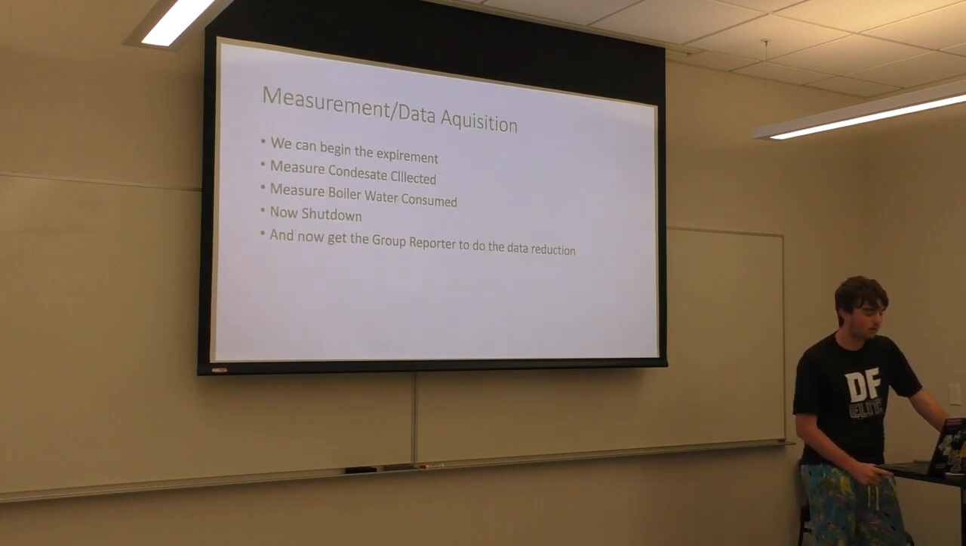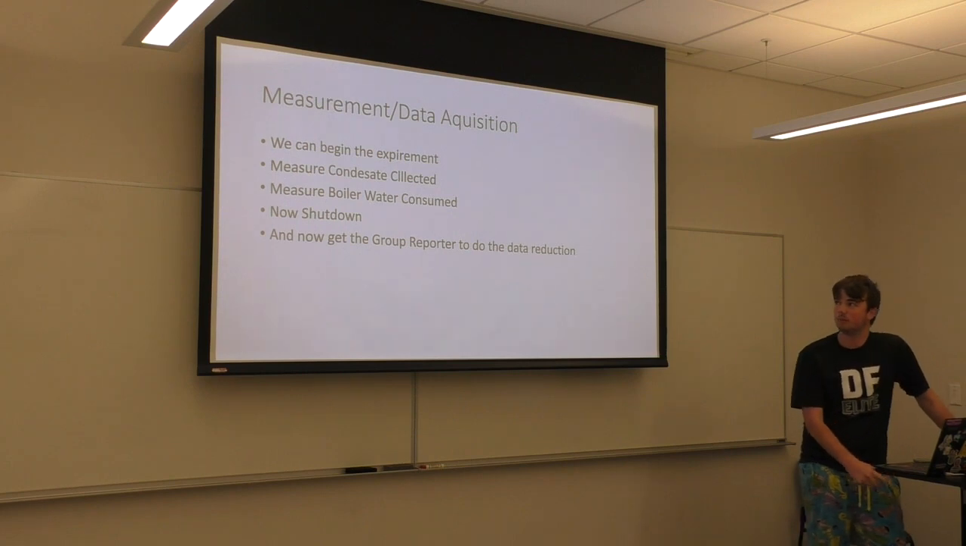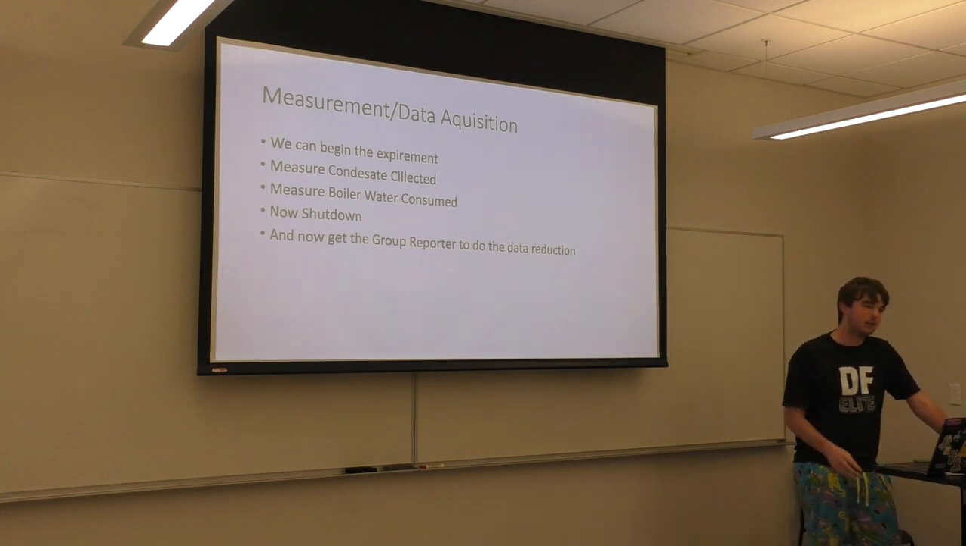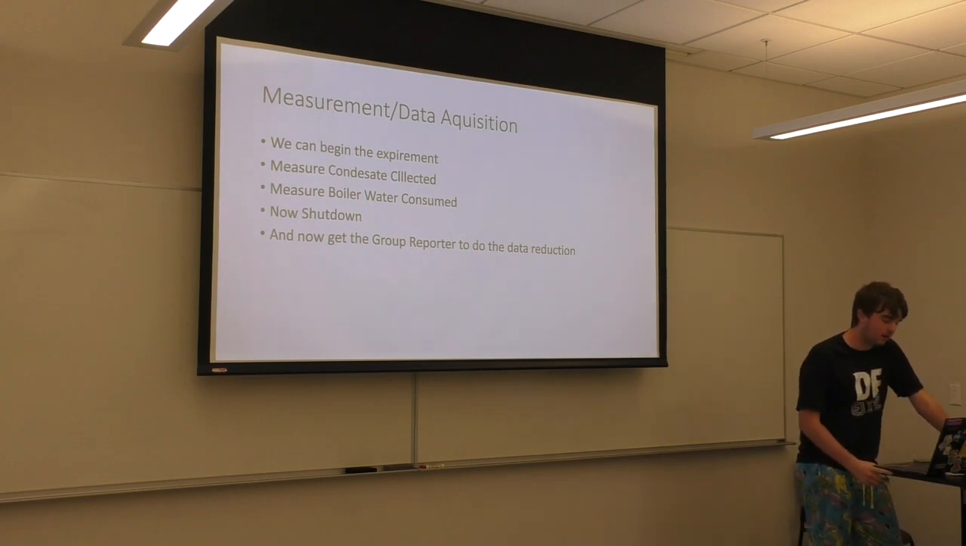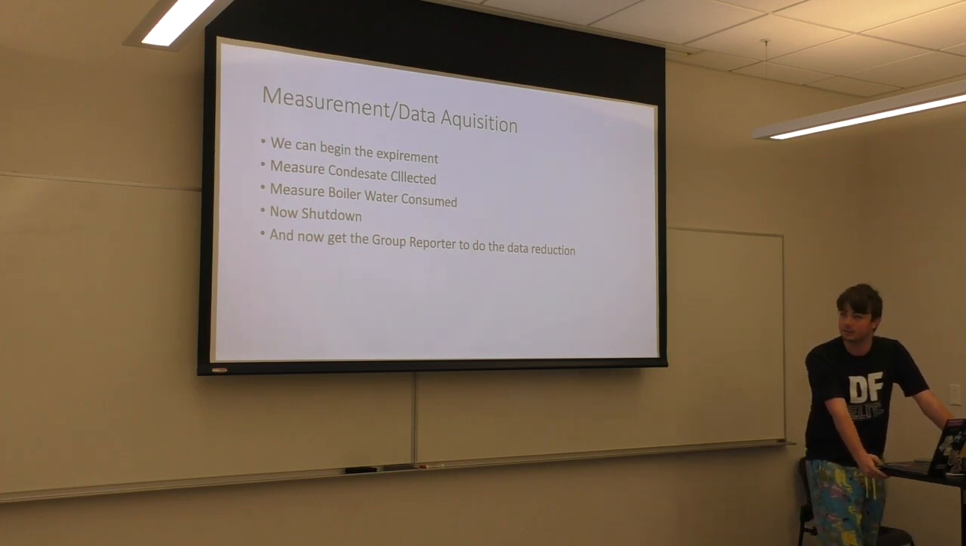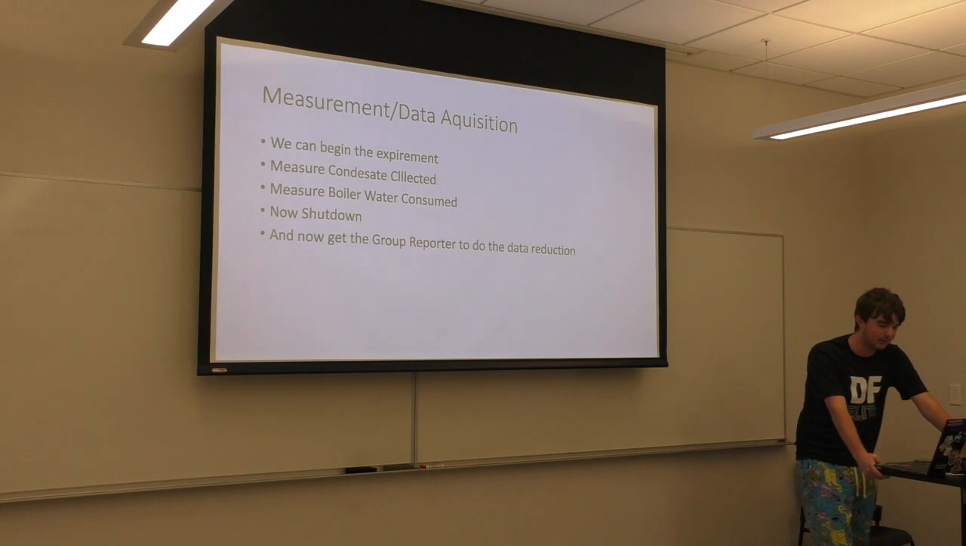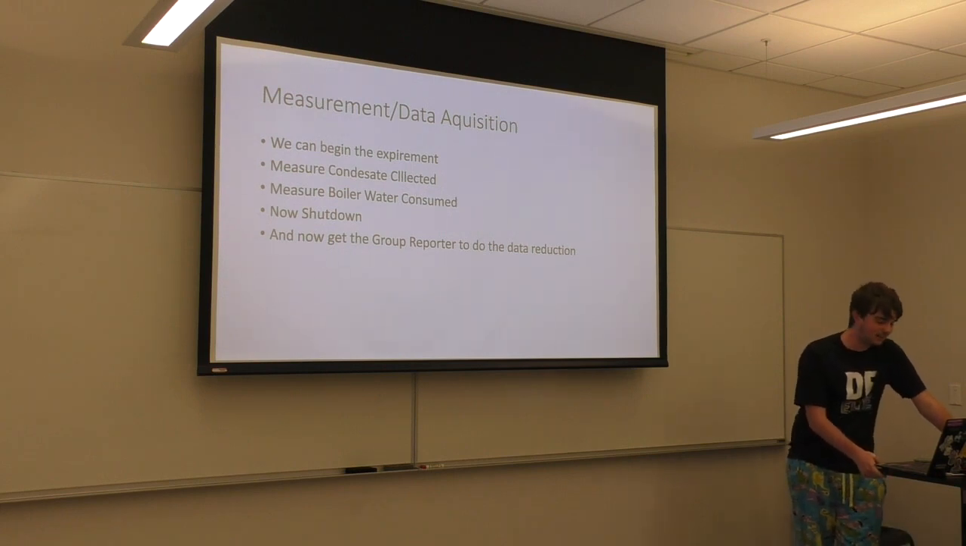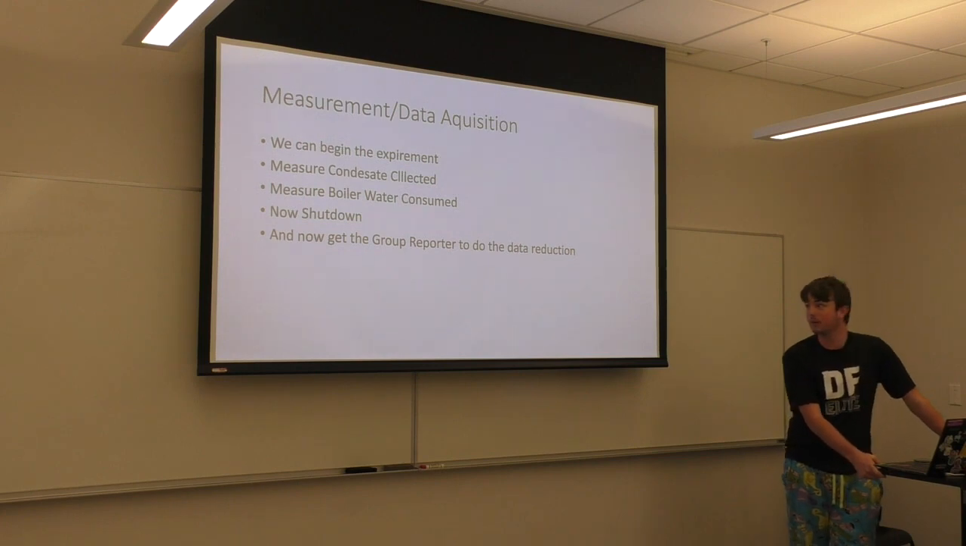Alright, what are we going to be measuring? Steady state reached, we can begin the experiment now. Measure the condensate collected and measure the boiler water consumed. That is not how you spell collected, but I think that's an O instead of an L. And then shut it down, and get the group reporter to do the data reduction.